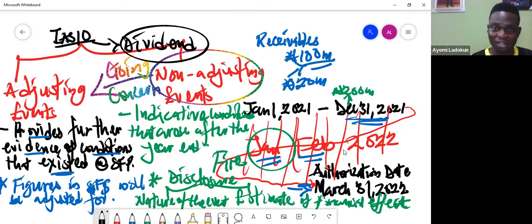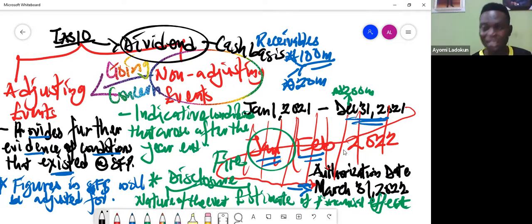Dividends are accounted for on a cash basis, okay? So that means you don't need to go and record a liability as at year end. If dividend is declared after the year end and also paid after the year end, it doesn't affect the account, okay? They are accounted for on a cash basis. So that is what you need to learn. It is not an adjusting event. It is a non-adjusting event because they are accounted for on a cash basis. Okay, so that's the end of IAS10.